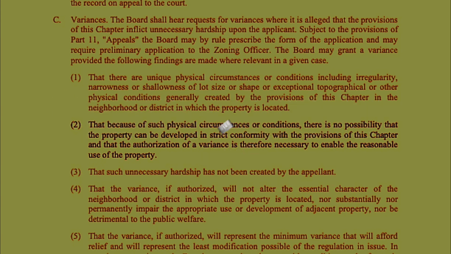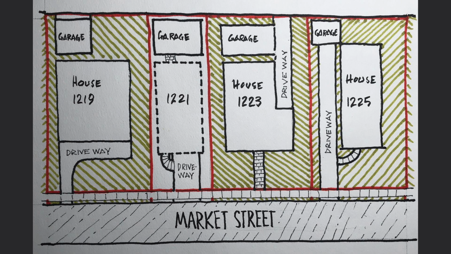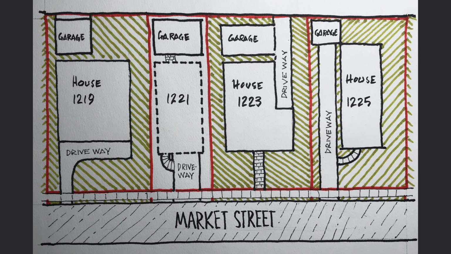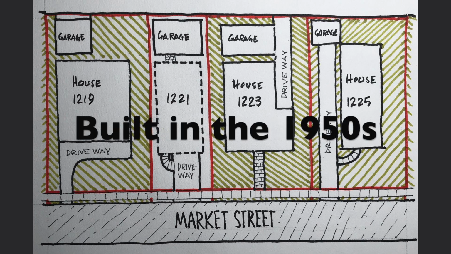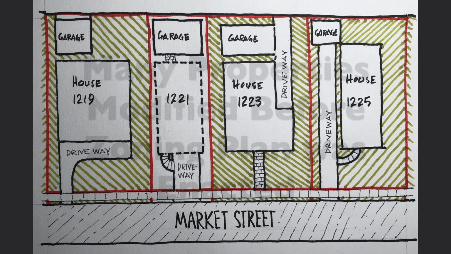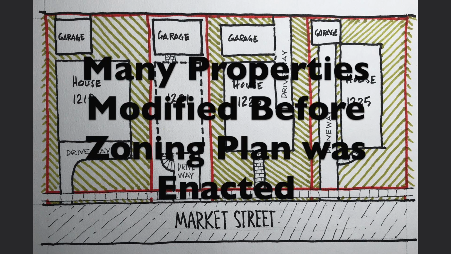Here's an example. Let's start with an overhead drawing of some section of Market Street. Our example will focus on the property located at 1221 Market Street. Let's say that this is located in one of the residential districts in the city. The houses we see here are all built in the 1950s. And although the garages are detached and they're located in the rear of the property, you can see that some driveways have been put in right off of Market Street. These are all modifications, perhaps, introduced later in the house's history.